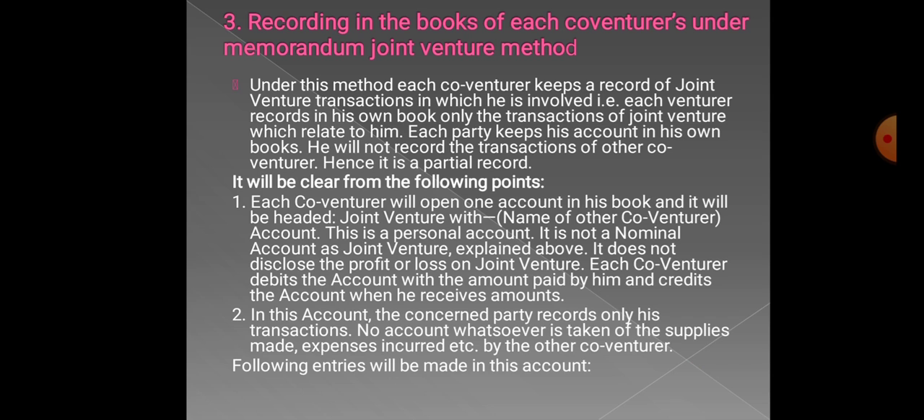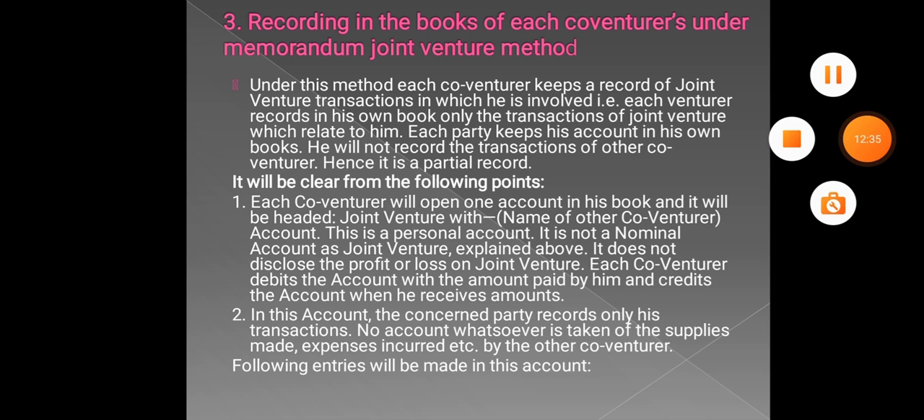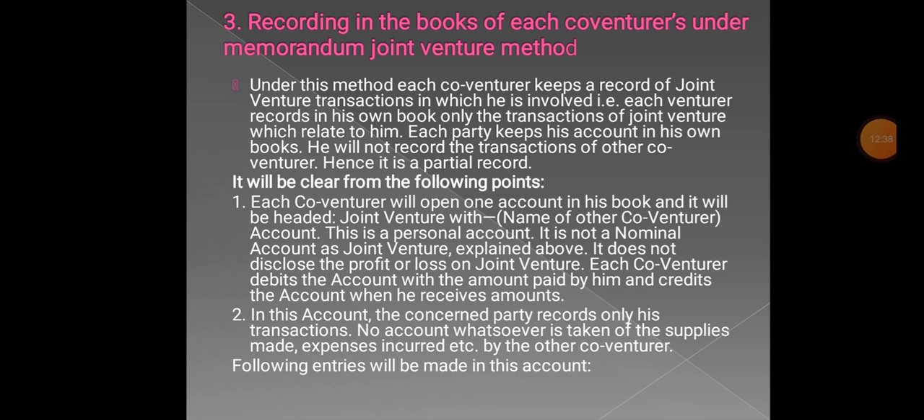Coming to the third method. The third method is recording in the books of each co-venturer under the memorandum joint venture method. In this method, each co-venturer keeps a record of joint venture transactions. Here each co-venturer will be maintaining the memorandum joint venture account.